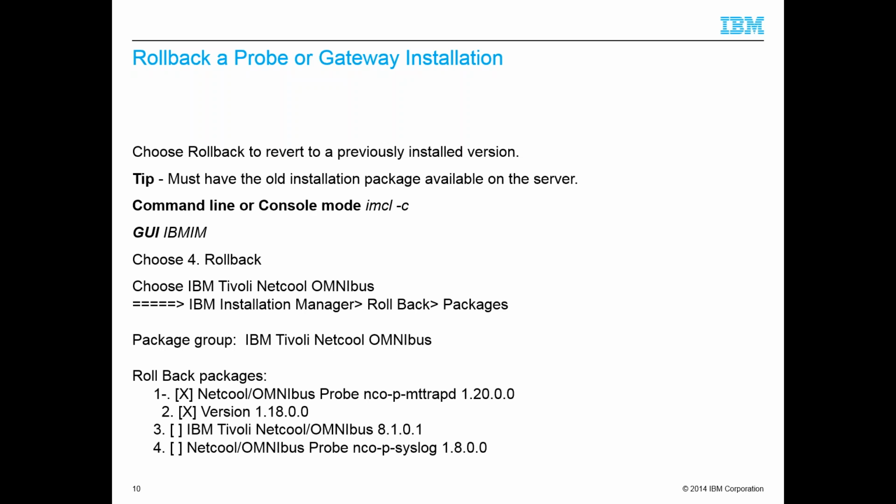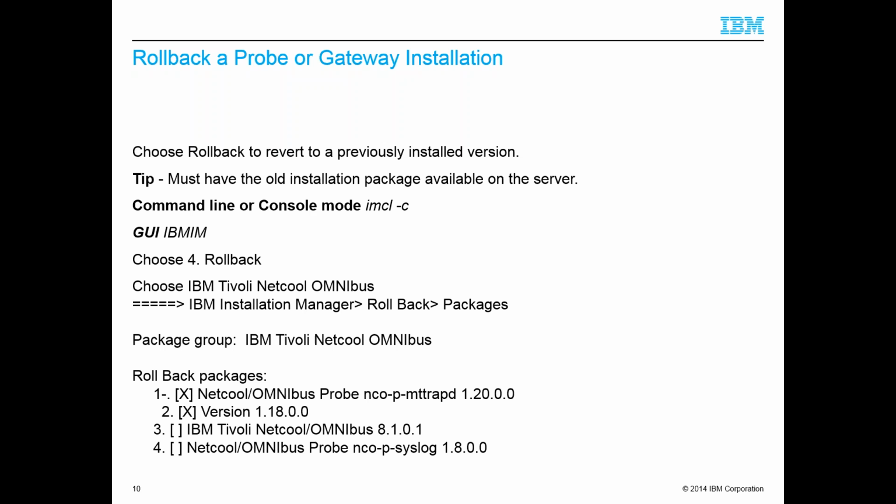And here's what I would see under the rollback packages on my install. I have the Netcool Omnibus MT-Trap-D probe version 20 and version 18, and both of those are checked in order for me to roll back from version 20 to version 18. And note that I would have to have that version 18 package on the local file system in order to roll it back.